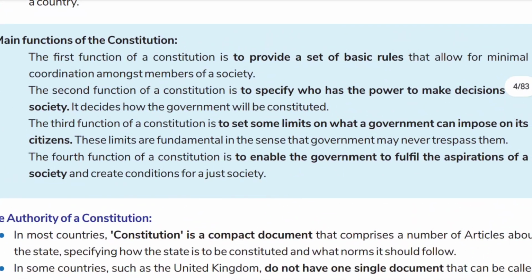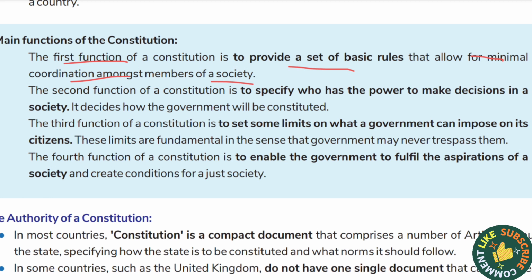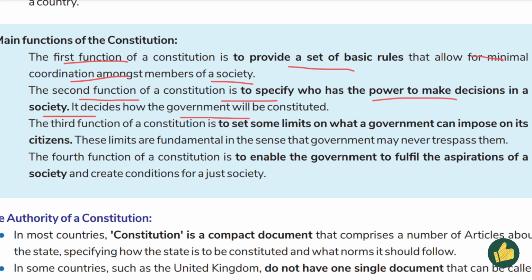So, what are the main functions of the constitution? The first function of a constitution is to provide a set of basic rules that allow for minimal coordination among the members of a society. The second function of a constitution is to specify who has the power to make decisions in a society. It decides how the government will be constituted. The third function of a constitution is to set some limits on what the government can impose on its citizens. These limits are fundamental in the sense that government may never trespass them.